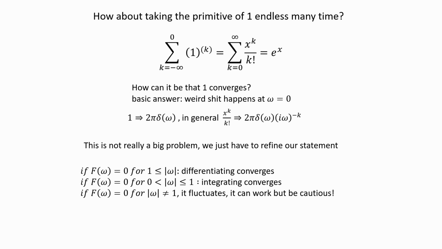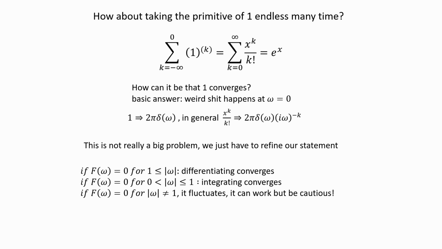which just happens at omega is equal to 0. But you can imagine that if you integrate, you divide by 1 over i omega. But if you take it to 0, 1 over i omega goes to infinity. And this is really quite problematic.